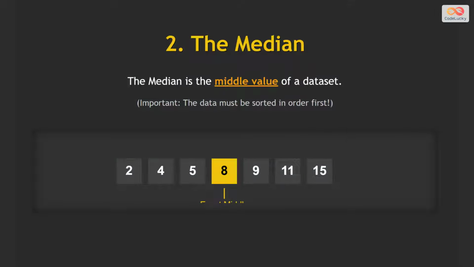Next is the median. The median is the middle value of a dataset, but there is a very important rule. You must sort your numbers in order from smallest to largest first. Once sorted, the number sitting right in the center is your median.